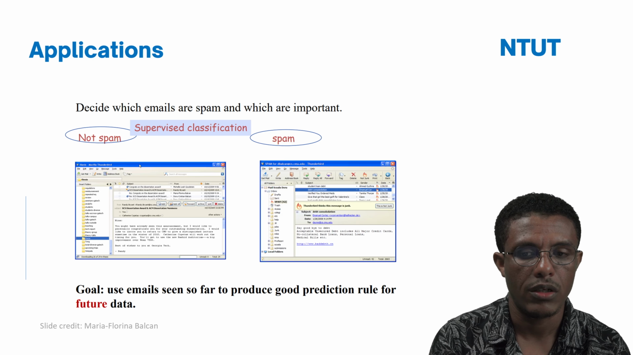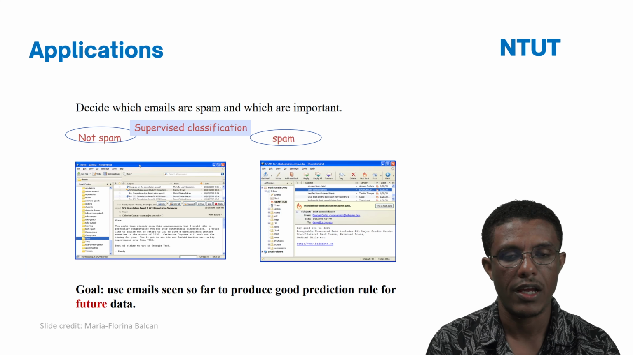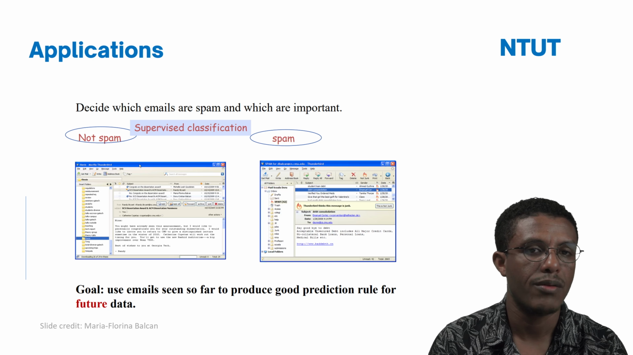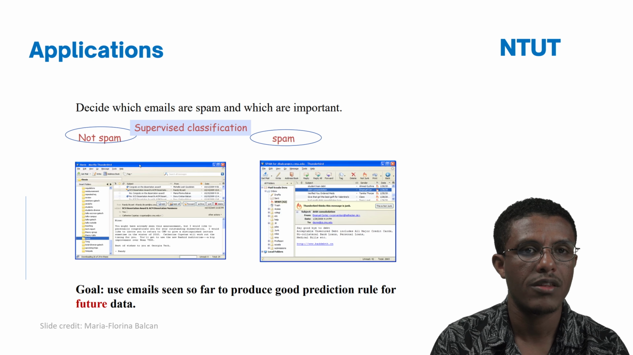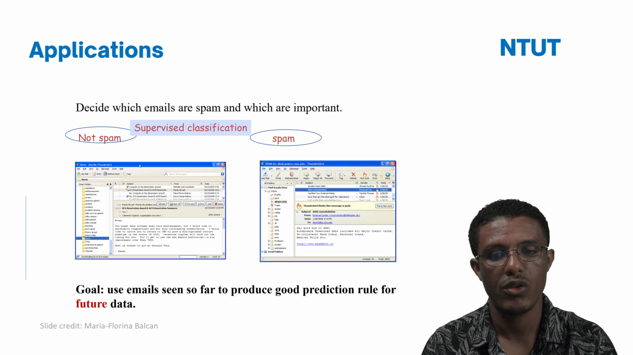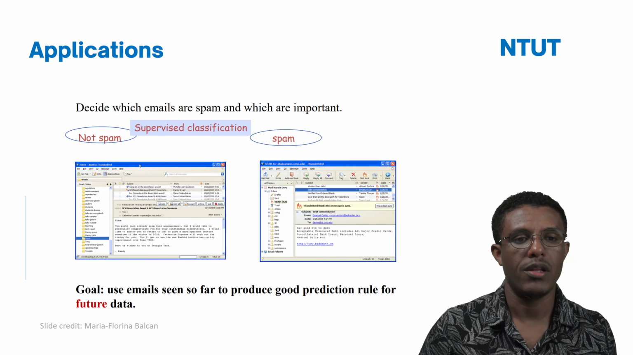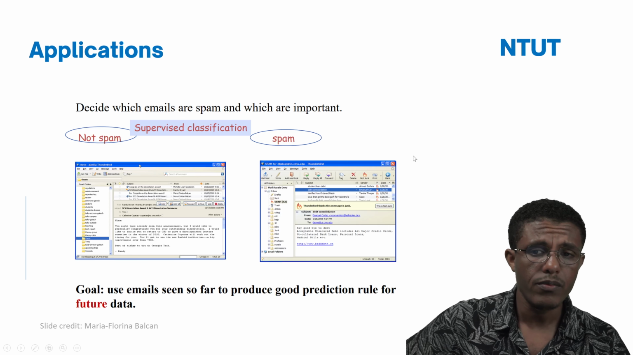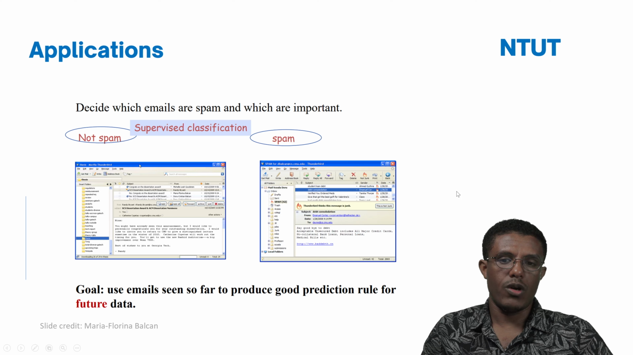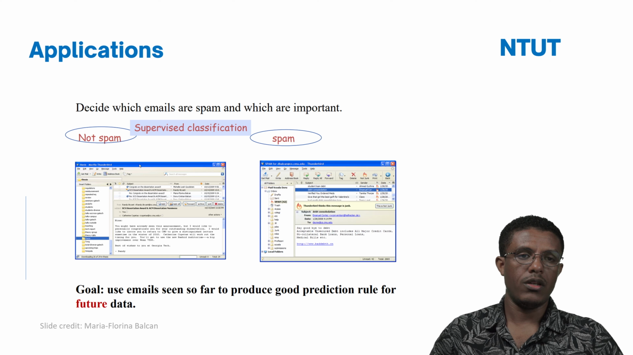So by considering this type of content, the email is automatically put into the spam label. When you see your email has labels like inbox, draft, and spam, spam indicates that the email algorithm recognized that email as not important and not secure. So it is automatically put into the spam folder. This is the algorithm that classifies spam and not spam emails. The goal is to use emails seen so far to produce prediction rules for future data.